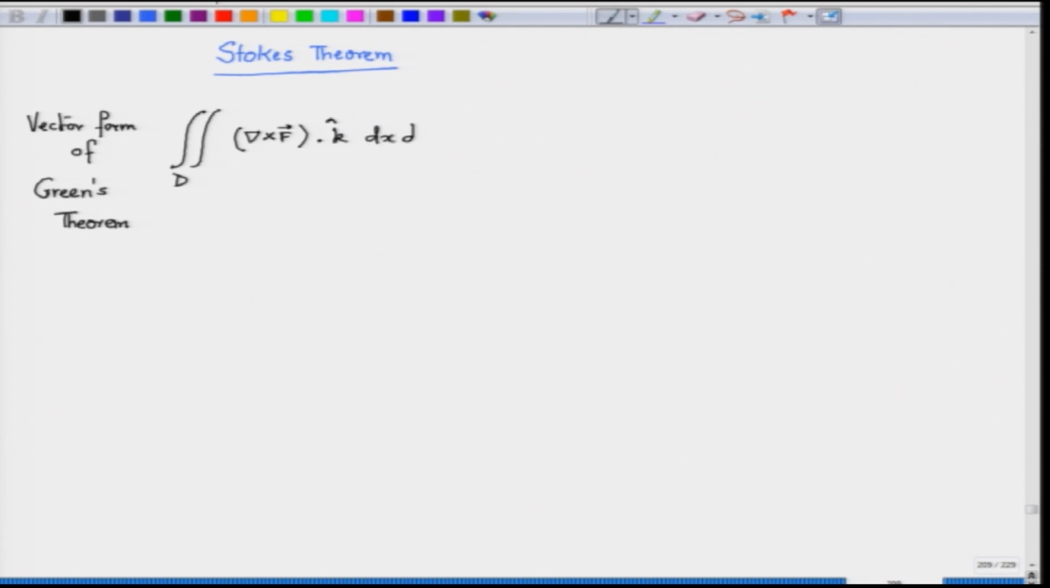I have told you what a cross product between two vectors is, and I have left it to your imagination to know what curl is, because you would know what del is and what f is. But today I am going to do it in a more formal way. If you want to put f here as a vector, now this is the vector form of Green's theorem. So, now my question is, what is the curl of f? So, let us first learn what the curl of f is.